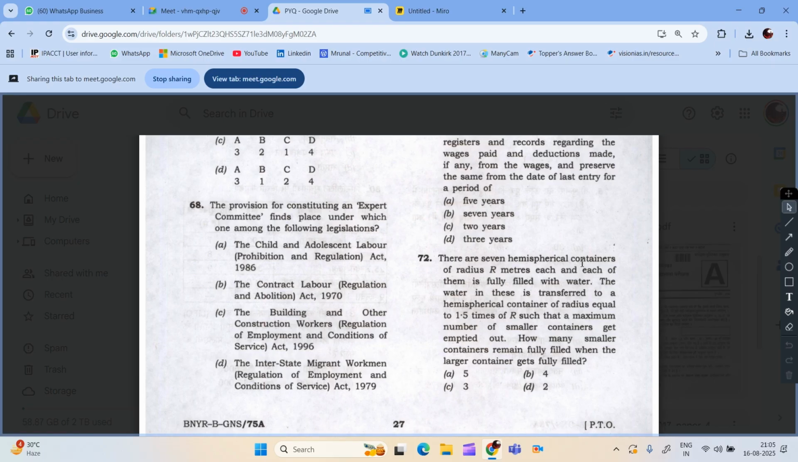Now, this is a very unique question. It's on mensuration. You have to study the mensuration too. That's the most important part. As you know, for the hemispherical container, the volume will be 2 by 3 pi r cube.